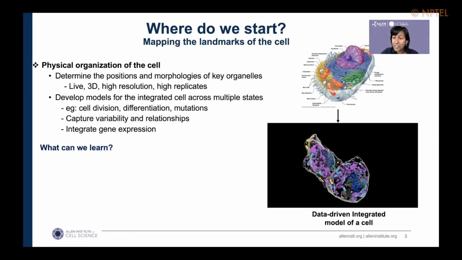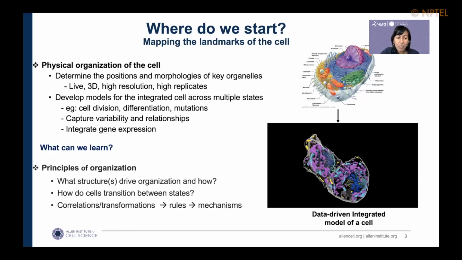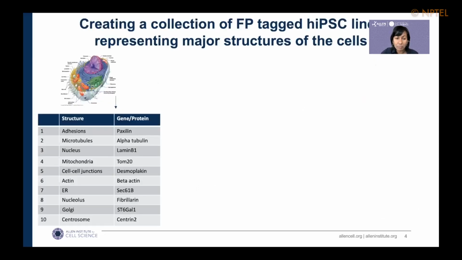So what can we learn from doing these measurements? We believe we can understand the rules or the principles of cell organization. What are the structures that drive organization, and how? How do the cells go from one state or cell type to another? And what are those correlations? What are those transformations? So that we can understand how we can modify that or even fix it if we are talking about a disease cell.